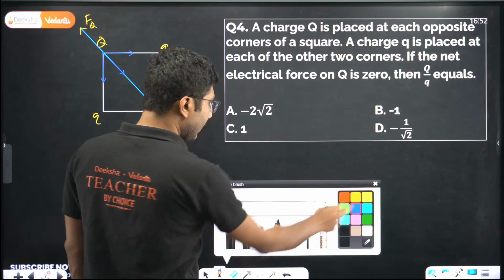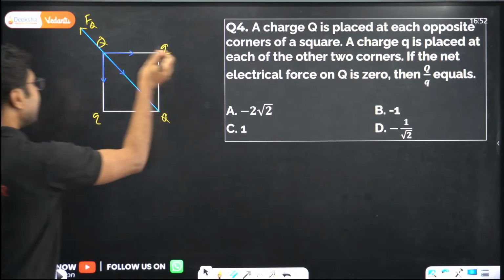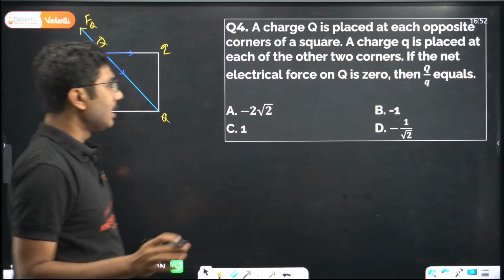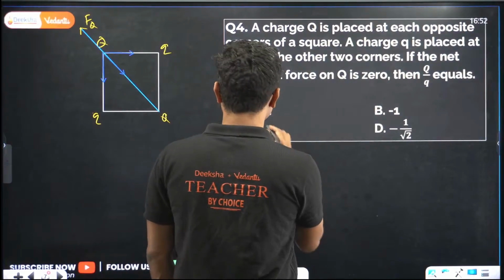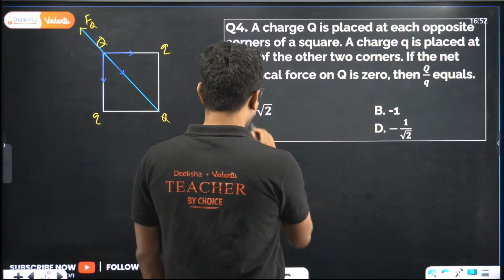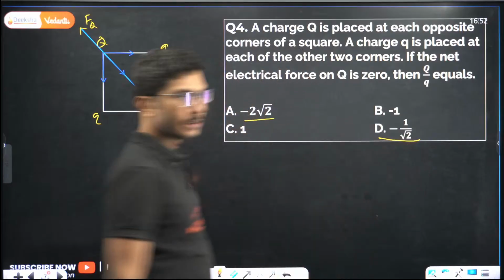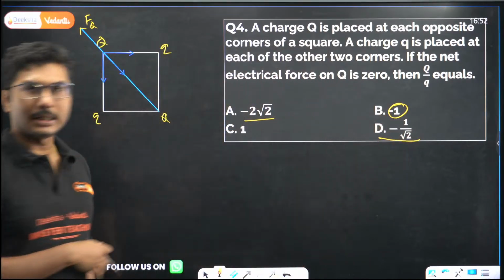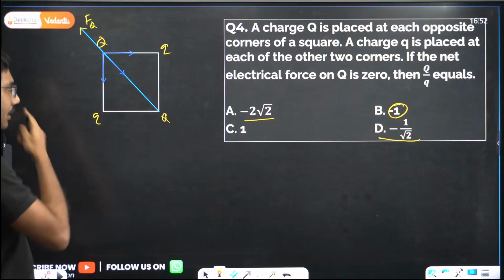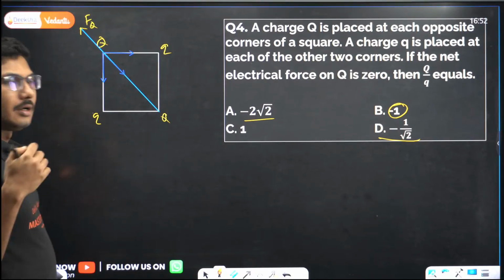Now let's go back. That means these charges must have opposite signs, so the ratio must be negative. That means either this one or this one is correct. One more is there, this can also be correct. So one of these three must be correct. Now let's find out what the correct ratio is.